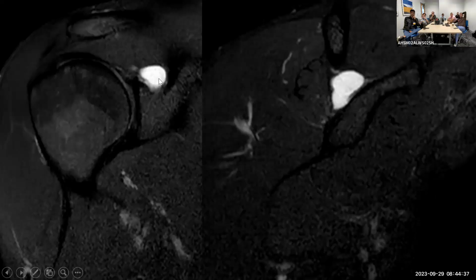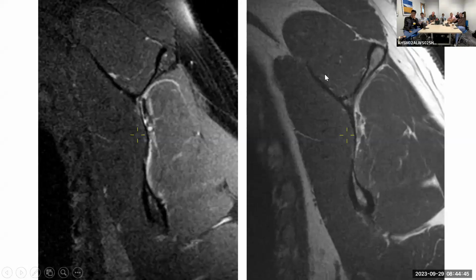So here's a paralabral cyst in this spinoglenoid notch. Not really any muscle edema here that I can differentiate. But here we can see the infraspinatus is a little bit edematous. And maybe there's a paralabral cyst I'm not seeing here, at least not on this image. You can see maybe a little bit of atrophy associated with that edema relative to the supra and the subscap.